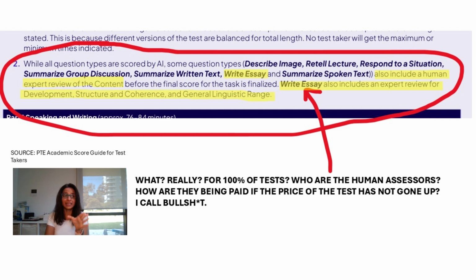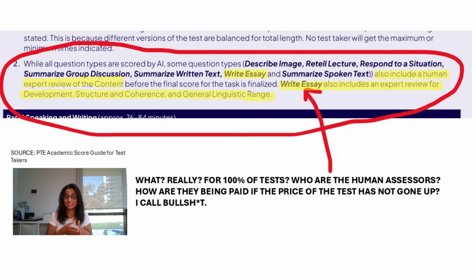My question, and if anybody of you are from Pearson or have any inside knowledge, please explain. Really, for 100% of tests, you are going to have a human assessor. Does that make sense? How are these human assessors being paid? Who are these human assessors? And if the price of the test has not gone up, how does it match? Where are these magical humans appearing from when all this while the test has been marked using AI?